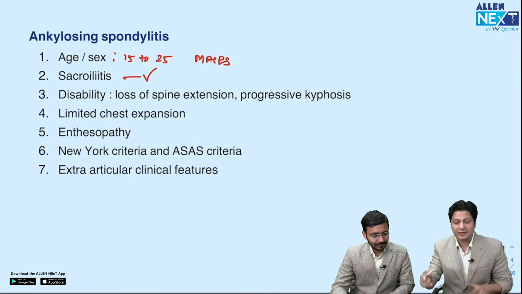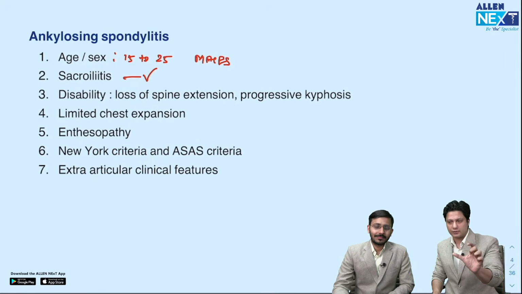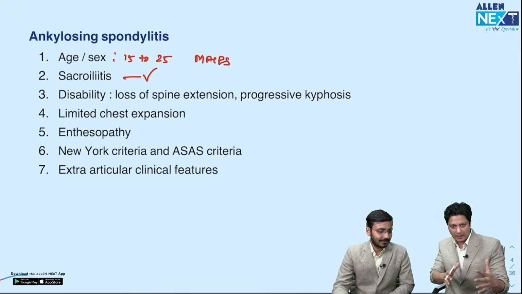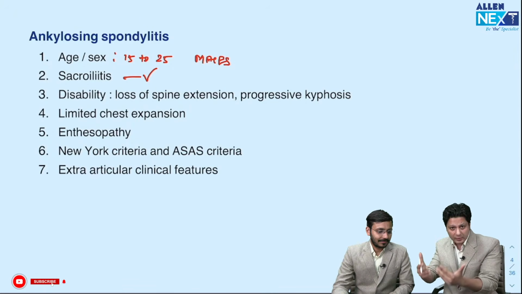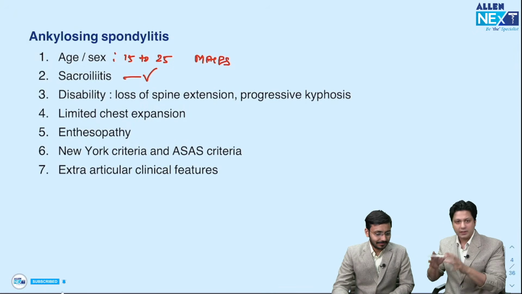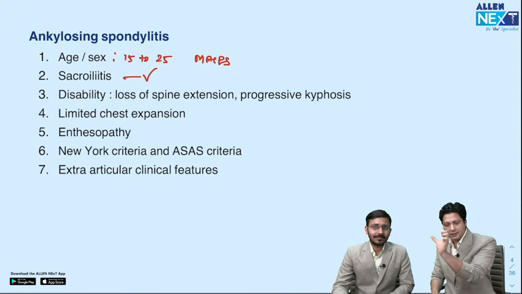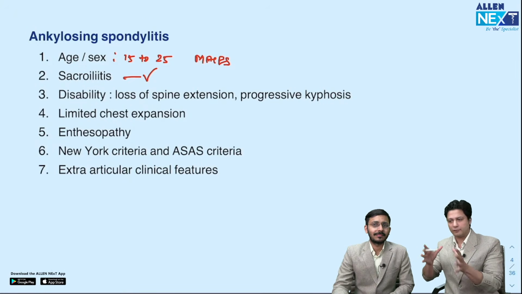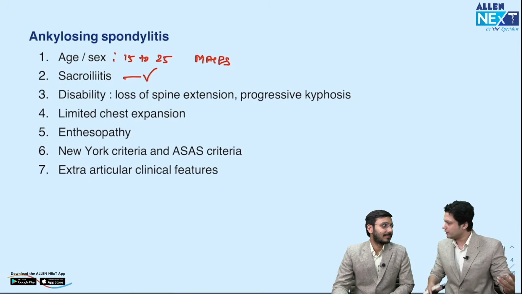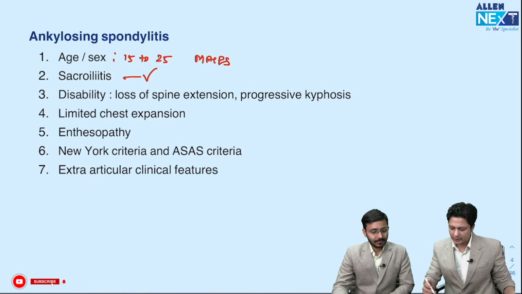Sacroiliitis is considered to be the key component in making the diagnosis. Imagine a patient is having low backache, where we are suspecting ankylosing spondylitis. If sacroiliitis is not there in any form, then you can safely rule out ankylosing spondylitis.